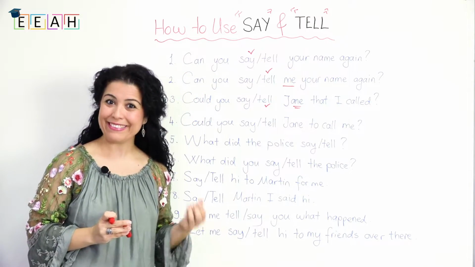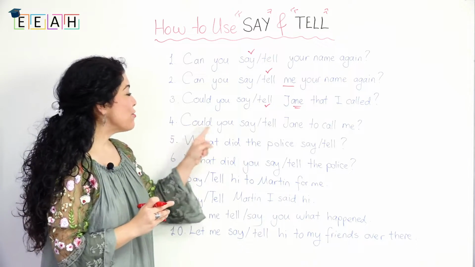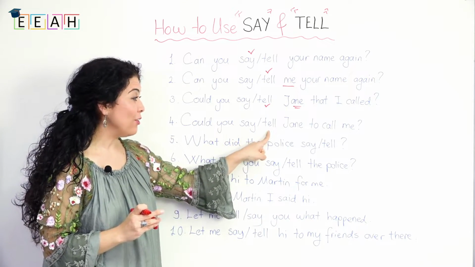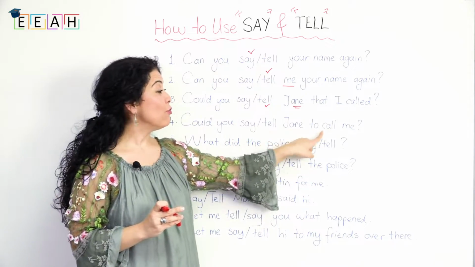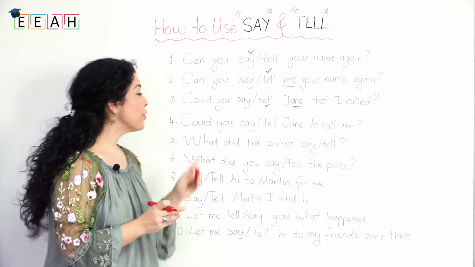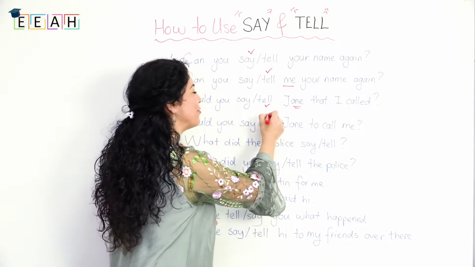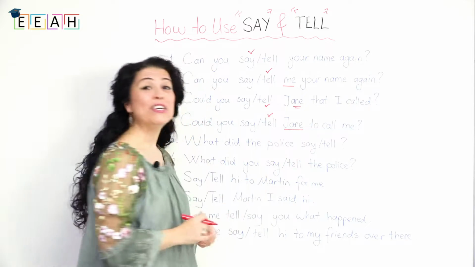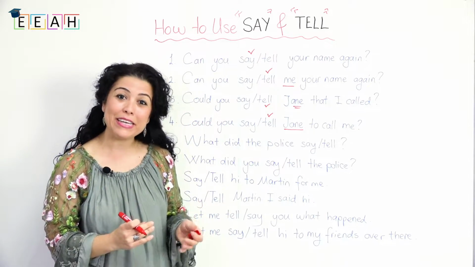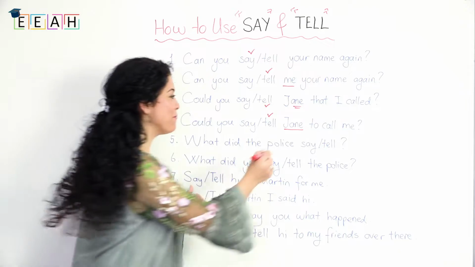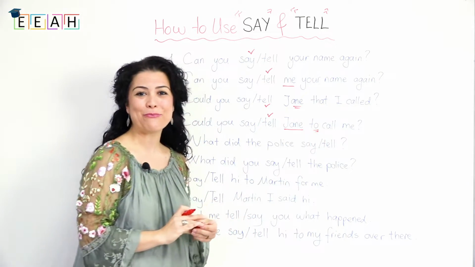Tell someone something. Number 4, could you say or tell Jane to call me? Which one? Could you, of course, tell Jane to call me? Tell somebody to do something. Remember? Tell somebody to do something.